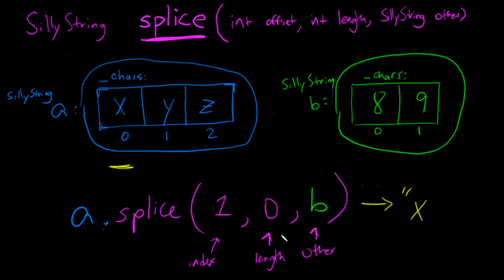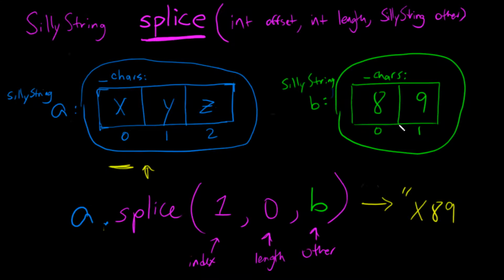We stop at this index point, and then we're going to delete the number of characters at the length. So we're going to ignore them. We're going to ignore this length of characters. Well, this is still 0, so we're not going to ignore any characters, right? So when we come back to this point, after we've added in our characters from silly string B, we will copy Y and Z. So now we need to actually insert the spliced characters. So we're going to splice in 8 and 9, okay? And so 8 and 9 will follow. This is our other string.